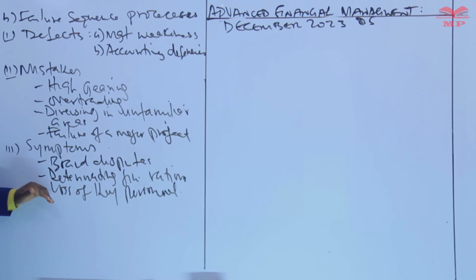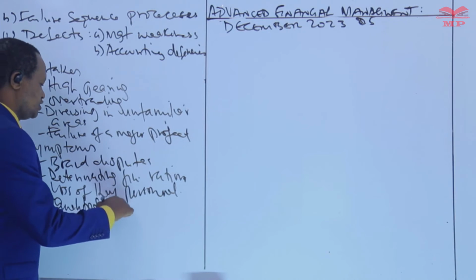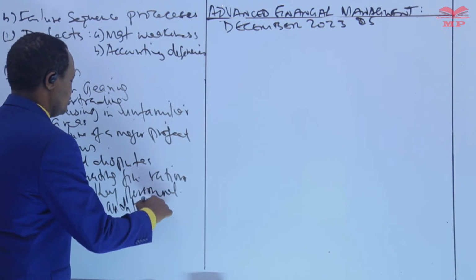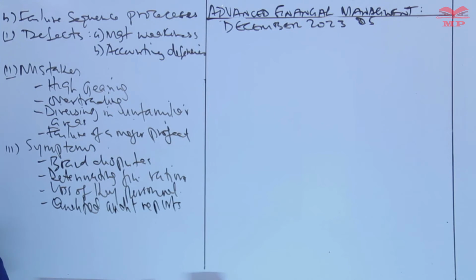You understand? Another symptom could be qualified audit reports. Qualified or negative audit reports. The auditor may express concerns about the company's financial statements or even its ability to continue as a going concern.